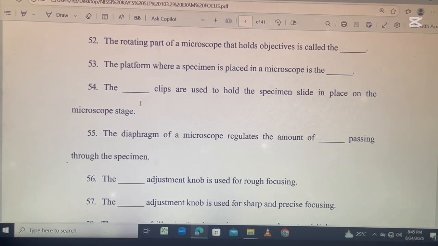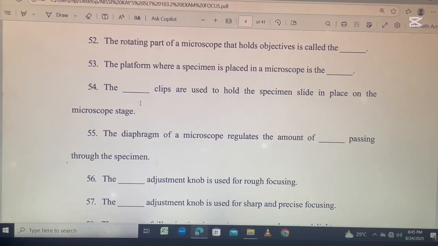Now, the diaphragm of a microscope regulates the amount of light passing through the specimen. Now, the coarse adjustment knob is used for rough focusing. So coarse is spelled C-O-A-R-S-E. So the coarse adjustment knob is used for rough focusing.